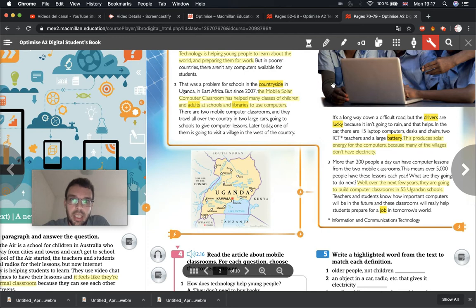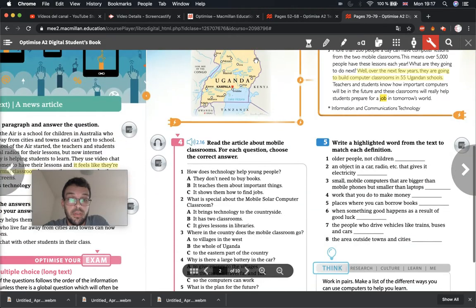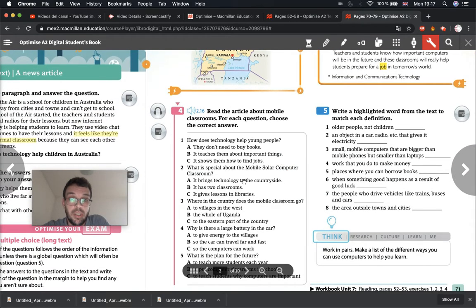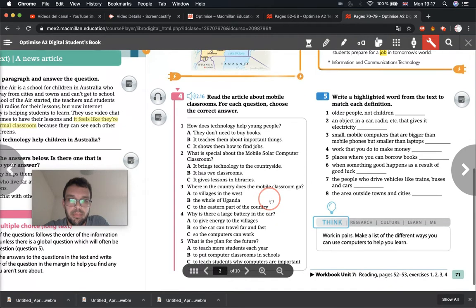But we do have to read it all because it says, there aren't computers available for students. And it says, that was a problem for schools in the countryside, in Uganda. Now, countryside is away from the cities. So this was a problem in the countryside, but since 2007, the mobile solar computer classroom has helped many classes of children and adults at schools and libraries to use computers. So, what do you think is the best answer? What is special about the mobile solar computer classroom?